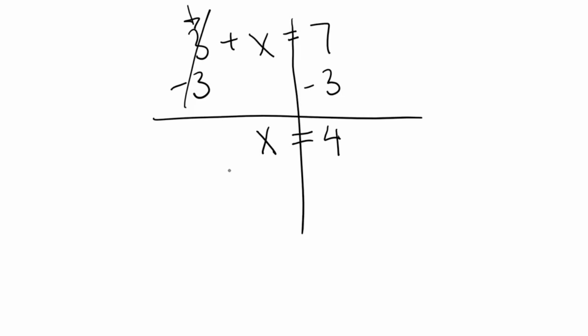Once you get it down to x equals a number, then you're done. That's your answer. Because we were just trying to figure out what x is. And so that was a really simple example. Let's look at one that's a little more complicated. So how about 2x plus 3 equals 21?